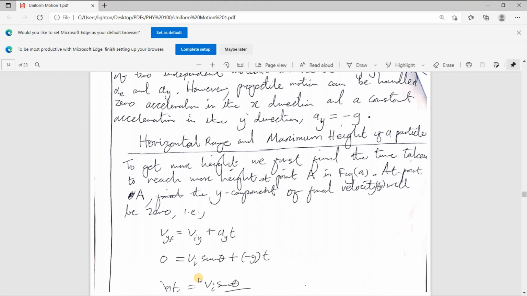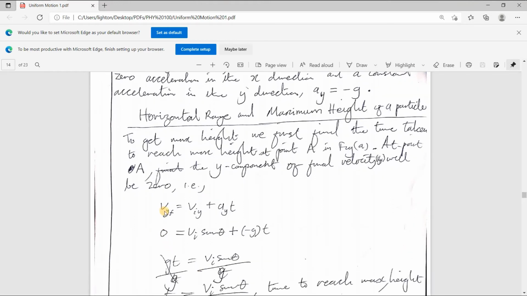What we mean is Vy final. Remember, right now we're solving for the time to reach maximum height. So we're saying Vy final is equal to Viy plus At. Remember, we're dealing with the y component here. That's something you should note.